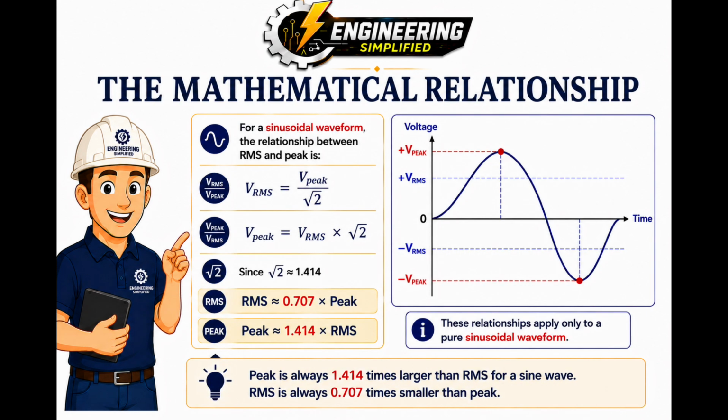Now let's look at the mathematical relationship between them. For a pure sinusoidal waveform, RMS voltage equals peak voltage divided by the square root of 2. And if we want to calculate peak from RMS, we multiply the RMS value by the square root of 2. The square root of 2 is approximately 1.414, so peak is approximately 1.414 times the RMS value, and RMS is approximately 0.707 times the peak value. Remember that these relationships apply specifically to a sinusoidal waveform. Other waveform shapes can have different relationships between RMS and peak.